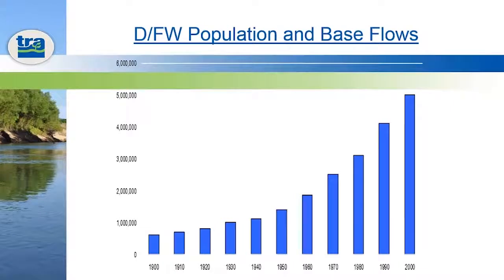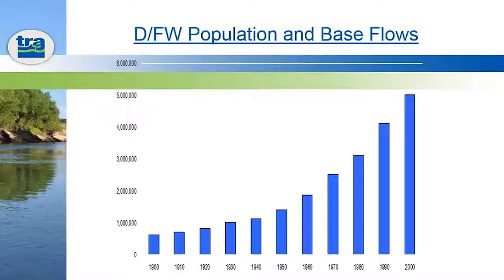So this is a really interesting graph. This chart shows the population of the Dallas-Fort Worth area by decade. So you can see back in 1900, less than 1 million people, and this goes up through 2000 where you're at 5 million people, and I think now we're up to about 6.5-7 million people in the DFW area.